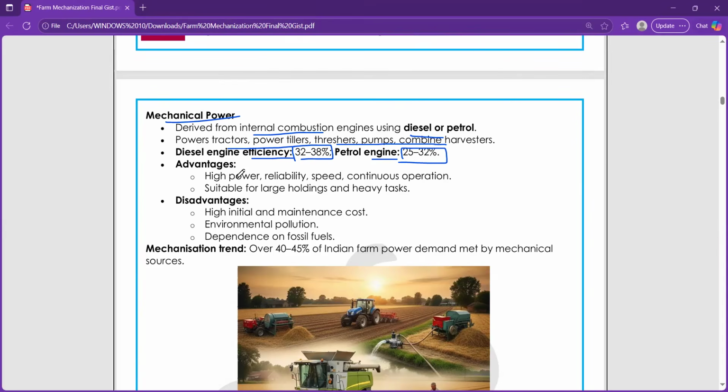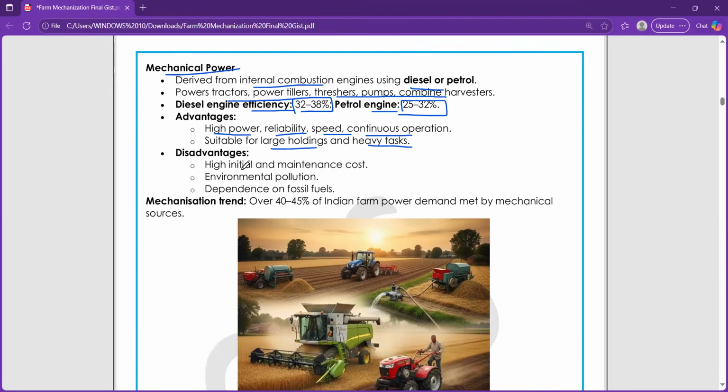Okay. The advantages of mechanical power are that it gives higher power, reliability, speed, and continuous operation, and it is very suitable for large holdings and heavy task operations. Whereas the disadvantages are very high initial and maintenance cost. There are also instances of environmental pollution because of this power usage.